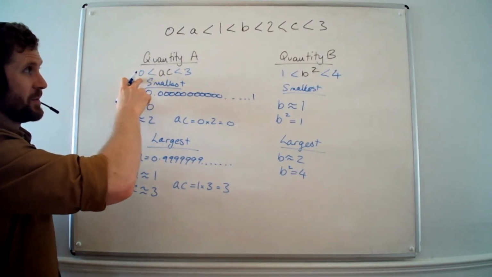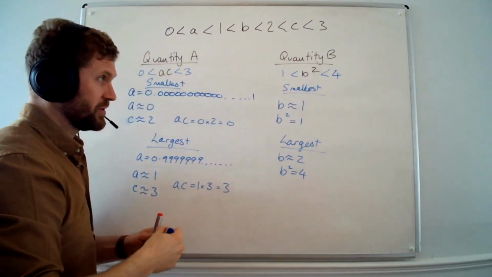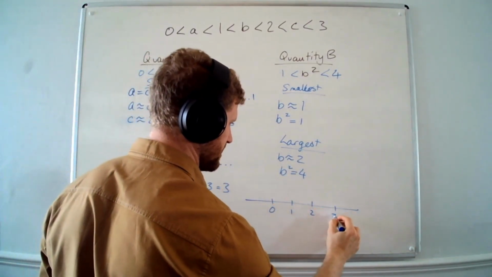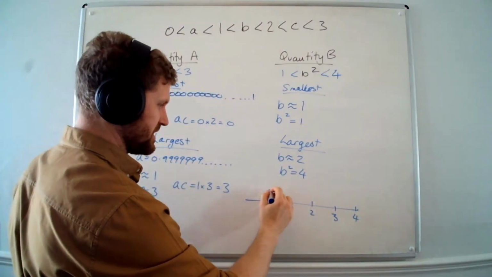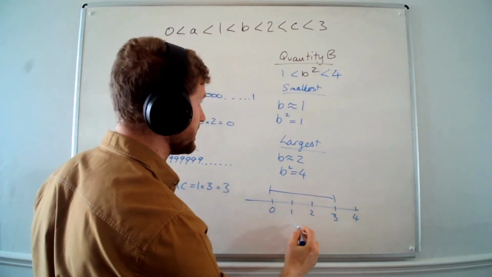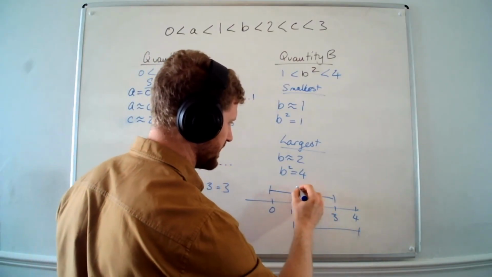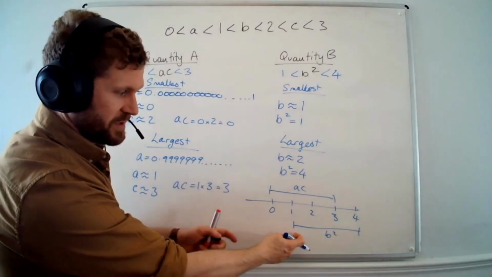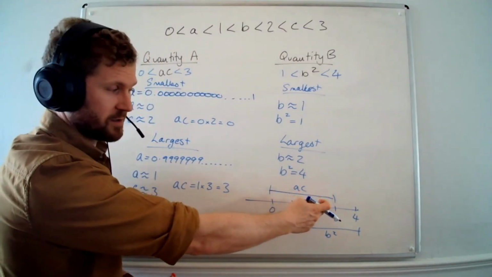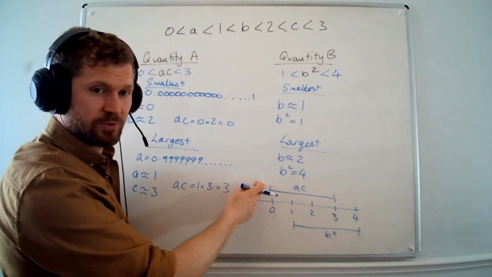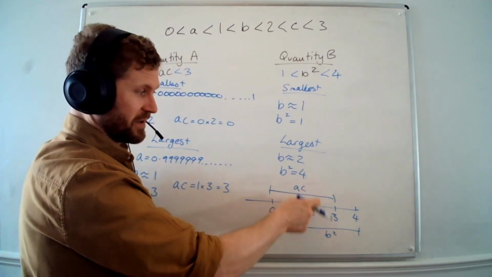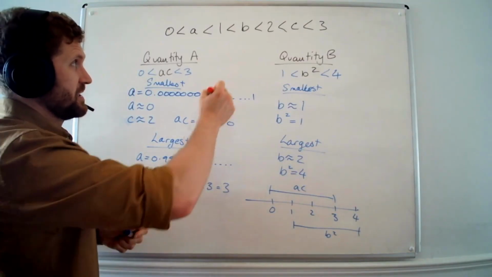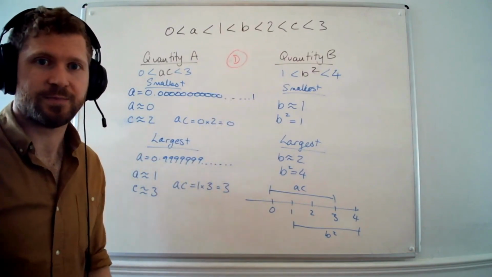All right, so AC is somewhere between 0 and 3. B squared is somewhere between 1 and 4. If I drew that out on a number line, then my AC value is going to be somewhere between 0 and 3. B squared value is going to be somewhere between 2 and 4. I've got this overlap. So if B squared is small and AC is big, then AC is bigger. If B squared is big and AC is small, then B squared is definitely bigger. There's an overlap, so there's a possibility they could be the same. So in this question, I just can't tell. So the answer is going to be D.